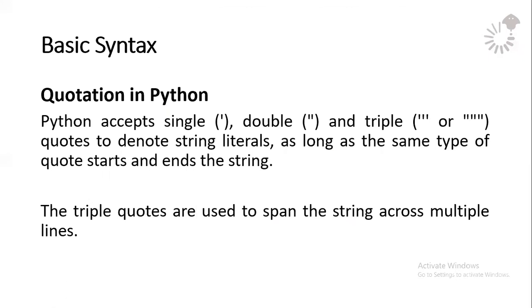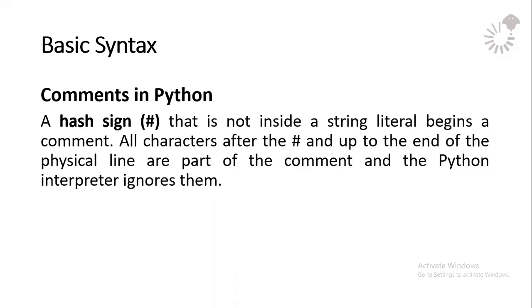And then, okay, triple quotes are used to span the string across multiple lines. We'll get to that later. Comments in Python: we use the hash sign, and a hash sign that is not inside a string literal begins a comment. So all characters after the hashtag or number sign, up to the end of that specific line, are part of the comment. And the Python interpreter ignores the comments. Okay? We used that earlier.